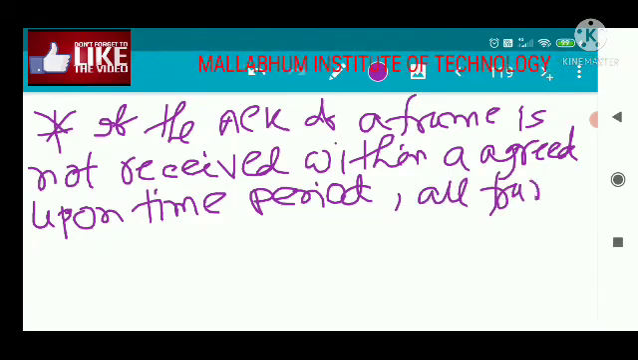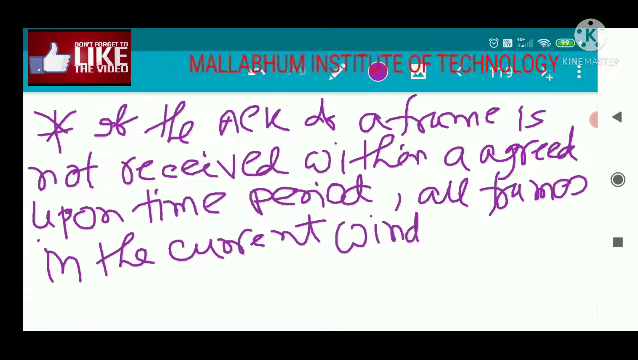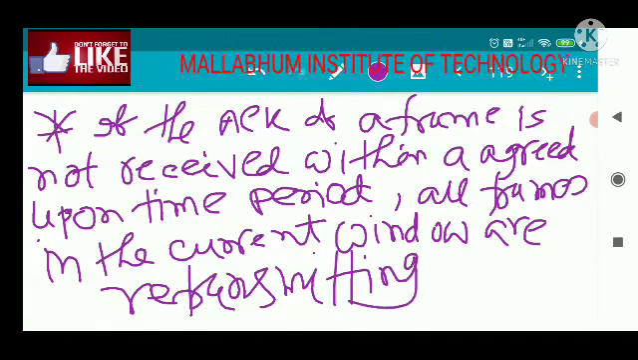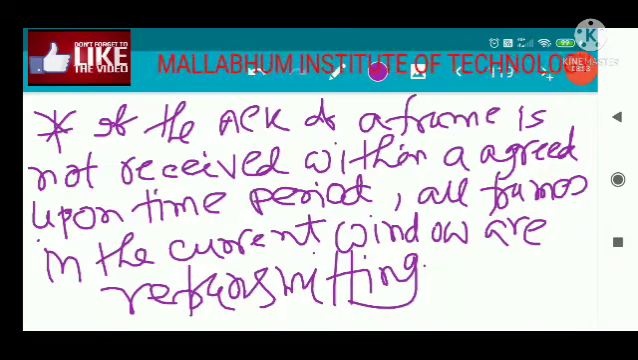all frames in the current window are retransmitted. So the meaning of that is, suppose there are 4 frames and the acknowledgement for one of the frames is not received correctly, then the sender will send all of the frames in the window again. All of the frames.